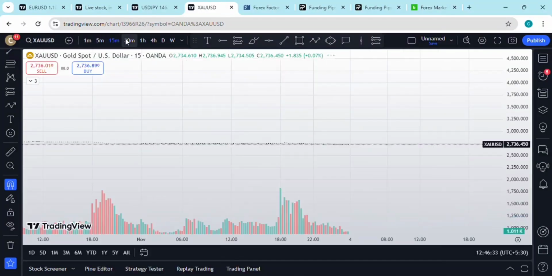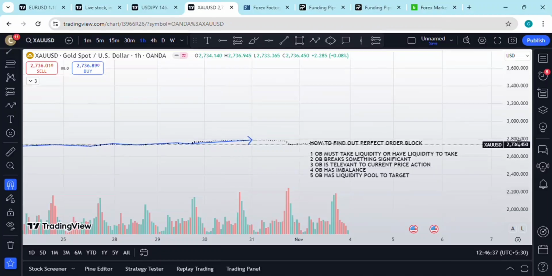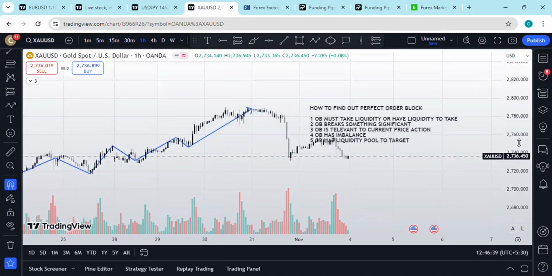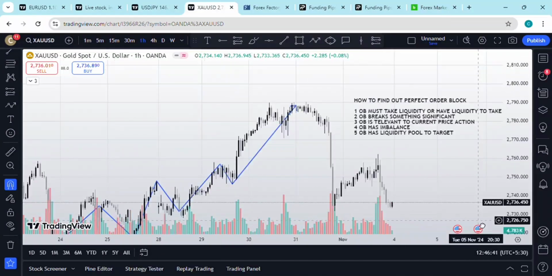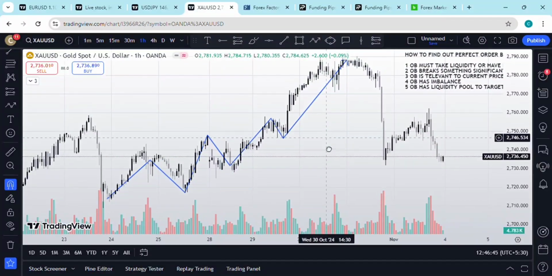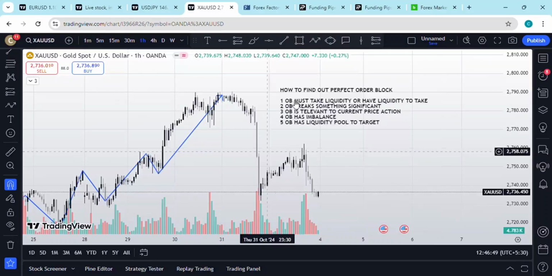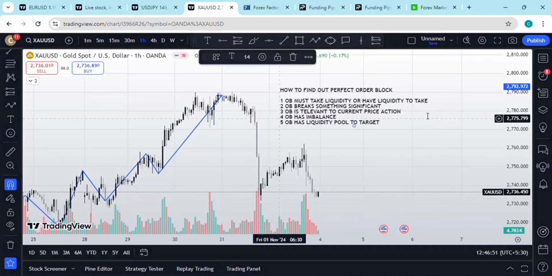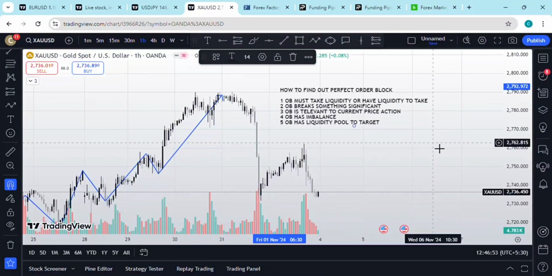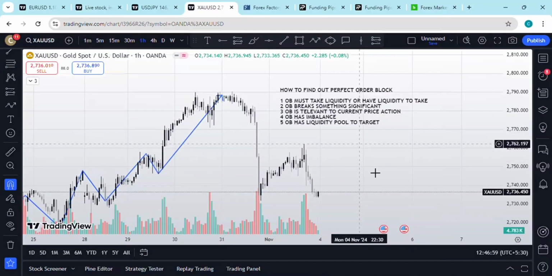Sorry, we are in the hourly time frame. So here it is. That's how I identify the trend and take a trade over here. So our first box has been ticked off. The first one has been done. Now the second one: order block breaks something significant. So one and two are significantly related to each other.